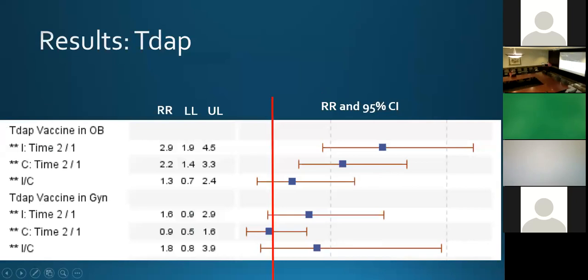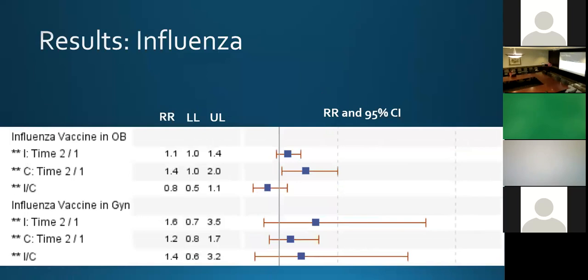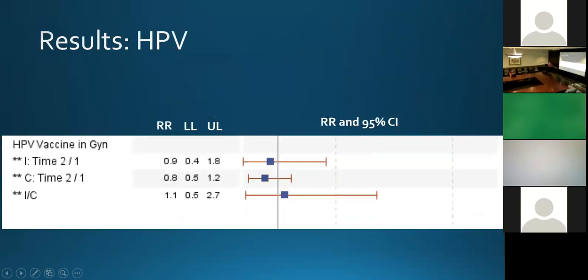And then the same result occurred for Tdap vaccination in the non-OB patients. Similarly, we found no difference when you compare intervention to control in influenza vaccination for OB or non-OB patients. And similarly, we found no difference between interventions and controls for HPV vaccination in gynecology patients. So it's a big, fat, negative trial.